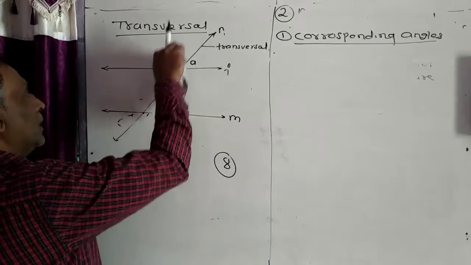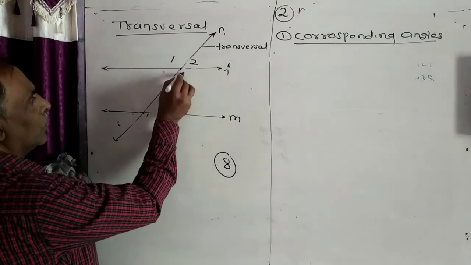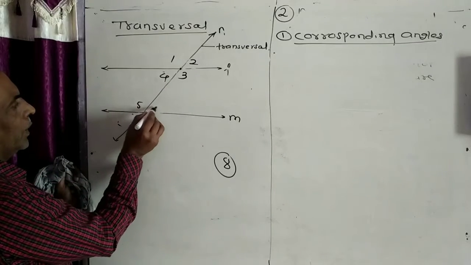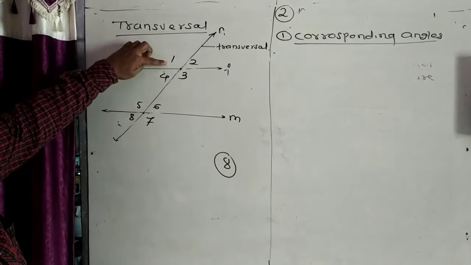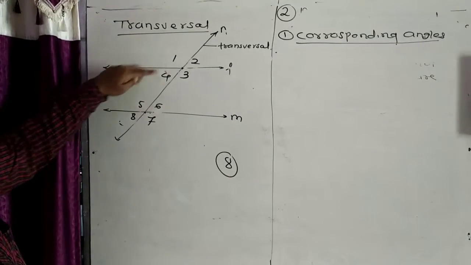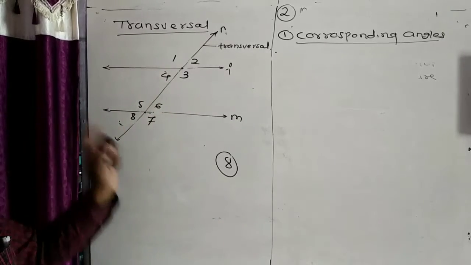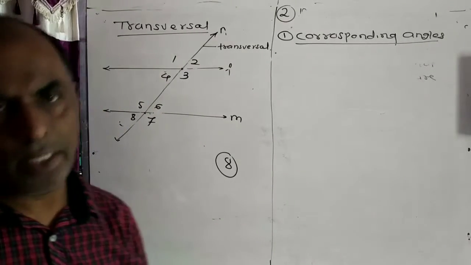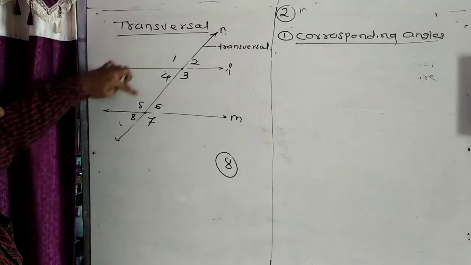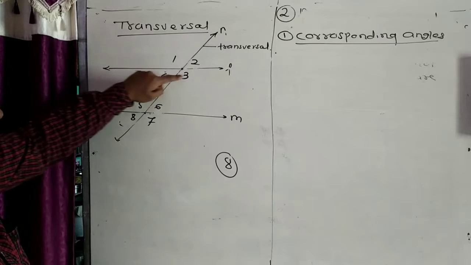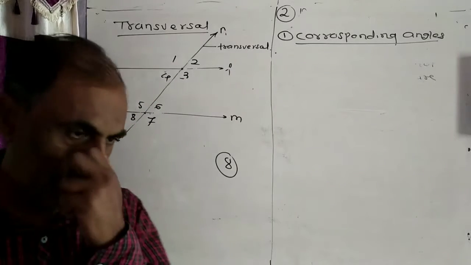Suppose we give numbers here: 1, 2, 3, 4, 5, 6, 7 and 8. Then 1 and 5, 2 and 6, 3 and 7, 4 and 8 are called corresponding angles. So you have to verify the corresponding angles in this way: 1 and 5, 2 and 6, 3 and 7, 4 and 8. These are called corresponding angles.